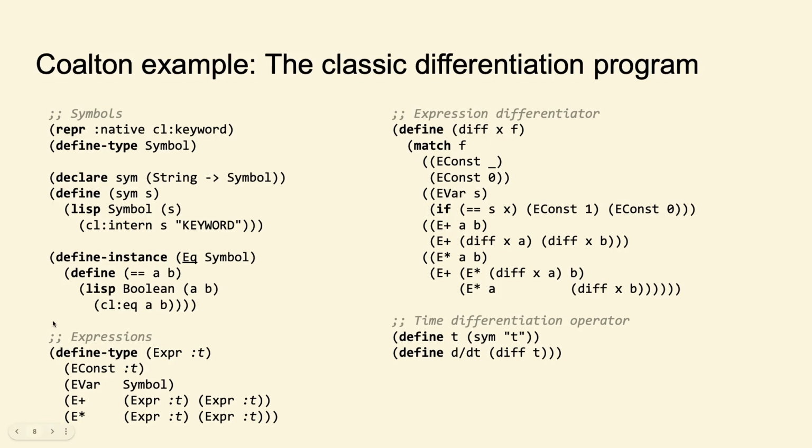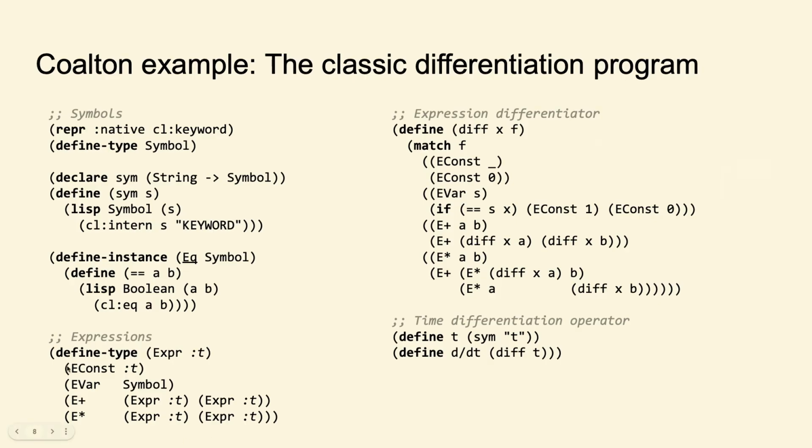The second is an algebraic data type. This is a very simple algebraic data type parameterized on a type variable t for mathematical expressions. So we can have constants of this type variable t, we can have variables, and we can do addition and multiplication of two expressions.